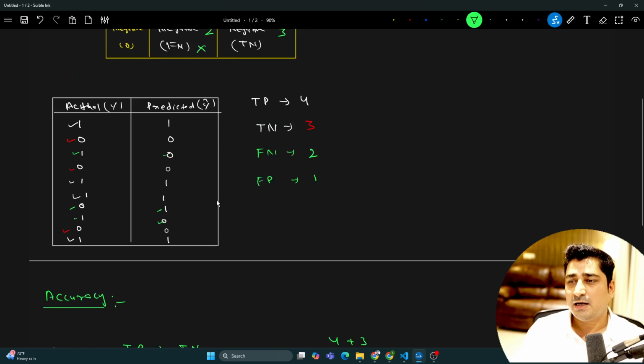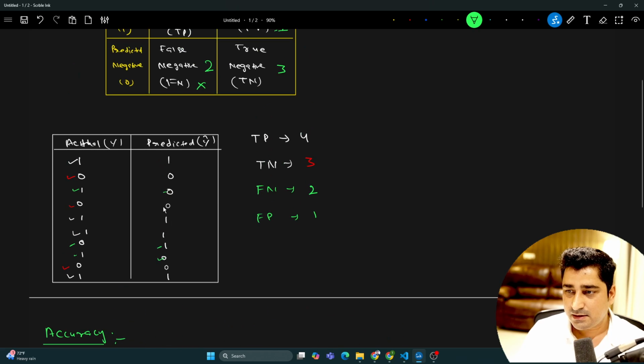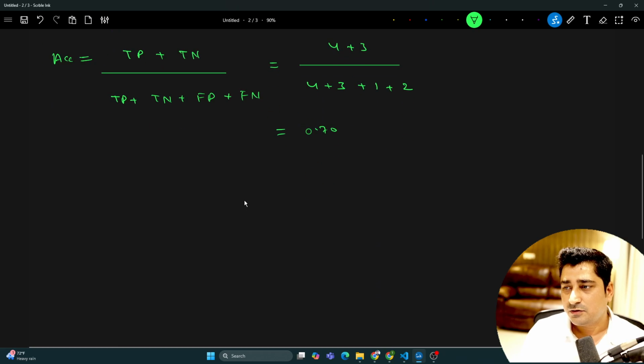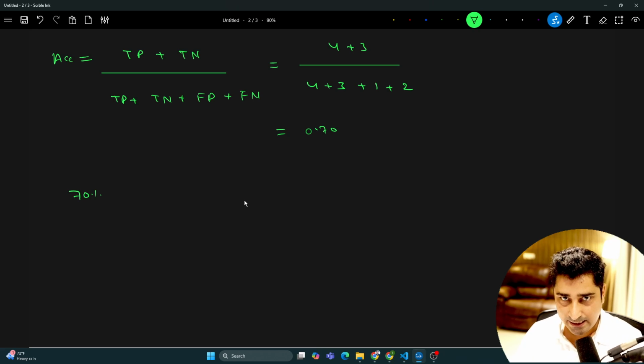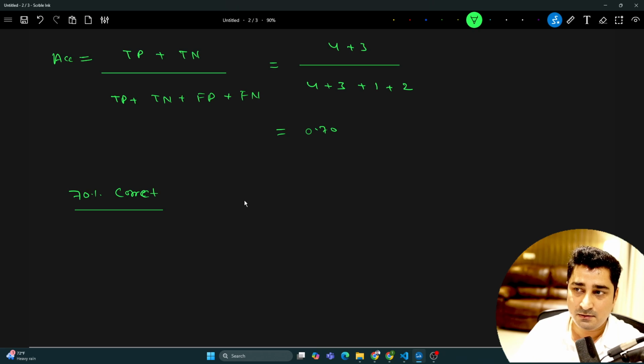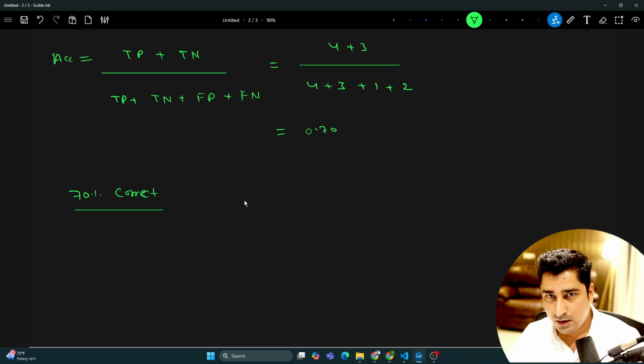So if I'm using a model and this is the prediction my model gives, in that situation we can say that my model is 70% accurate. Whenever I use the model on a particular data set which the model has not seen, my model is 70% accurate, I can say 70% correct. So 70% of the time my model is going to give me a correct prediction, and 30% of the time my model is going to fail.